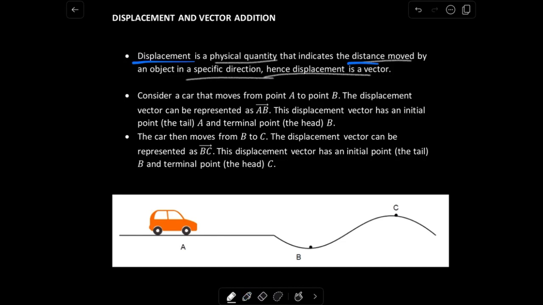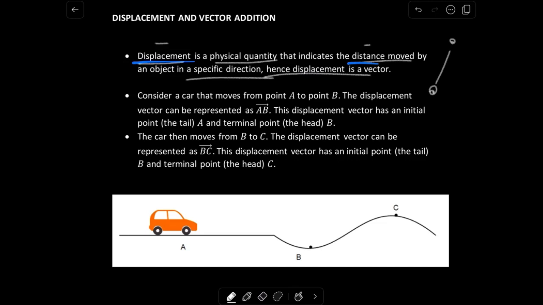Distance is what is called a scalar quantity. The key difference between displacement and distance is that distance only has magnitude. For example, the distance from here to a shopping mall may be 50 kilometers.